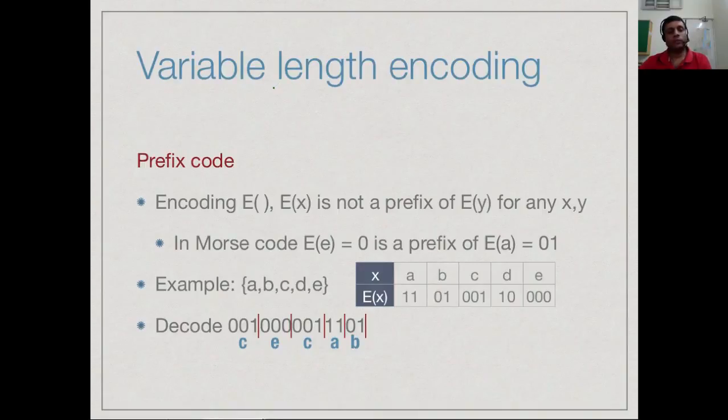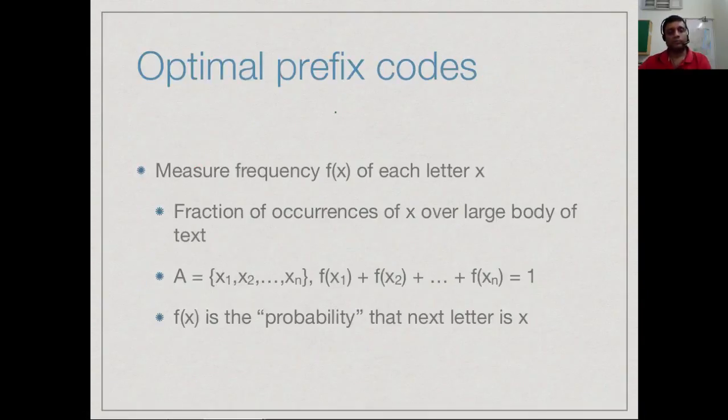So if we have this prefix code property, that is, no letter is encoded to a string which is the prefix of the encoding of some other letter, then we have unambiguous decoding possible, and this is very important. So our goal is to find optimal prefix codes. So we need to talk about what we mean by optimality.